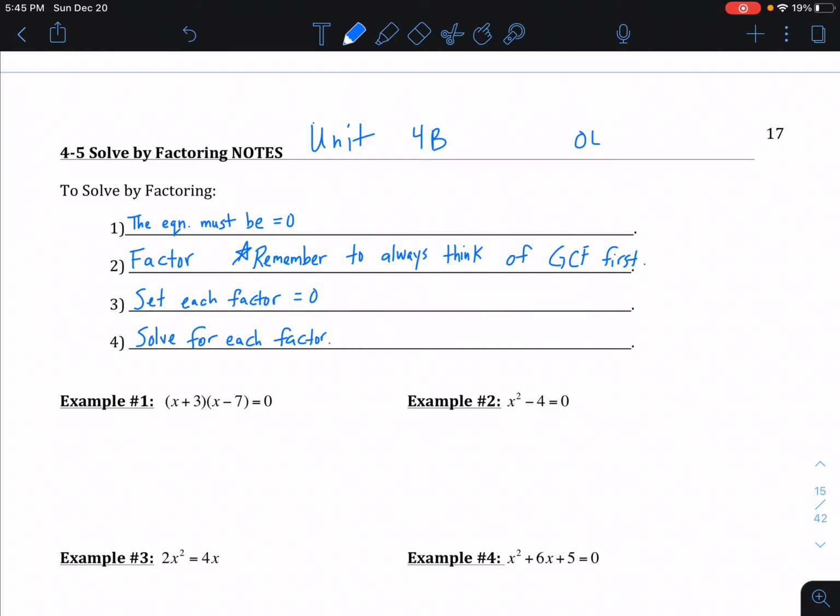Okay guys, welcome back to Unit 4B. We're going to be solving equations today by factoring. So make sure you guys are on page 17. Make sure you guys are taking notes.